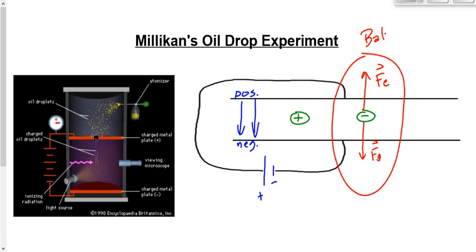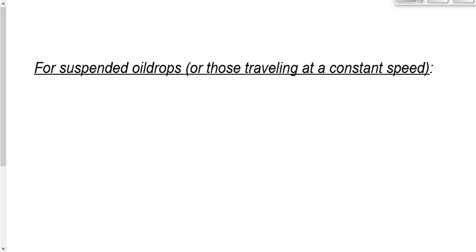Now, there are scenarios where these two forces don't balance. That's going to cause the charged particle to accelerate, but we'll look at that in a few minutes. For now, let's focus on these oil droplets that are either suspended or traveling at a constant speed. The electric force acting upward must be equal and opposite to the gravitational force acting downward. They got to balance.